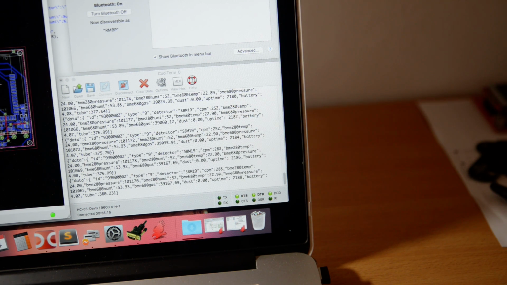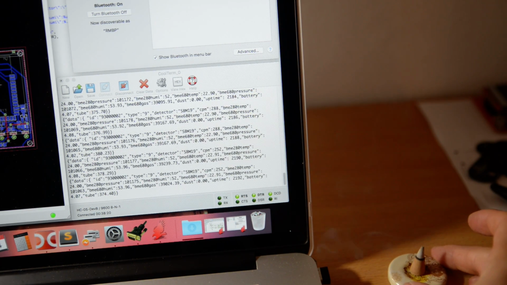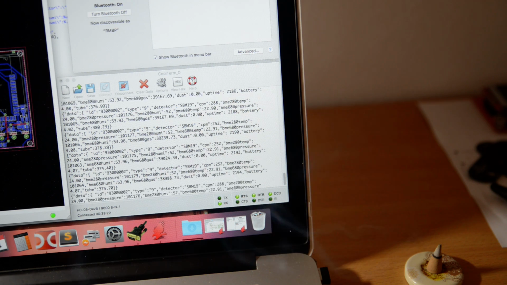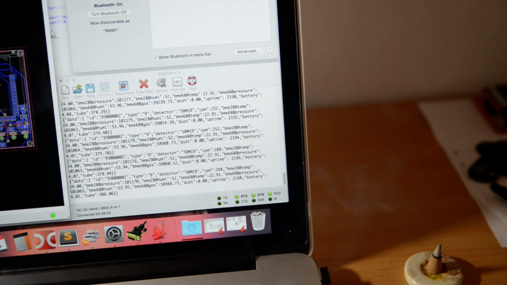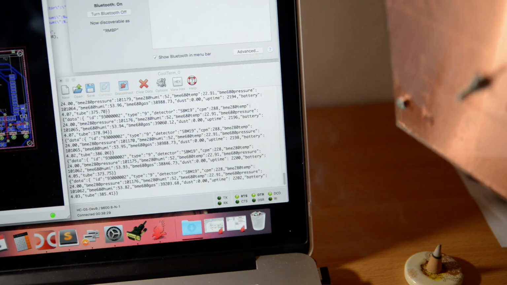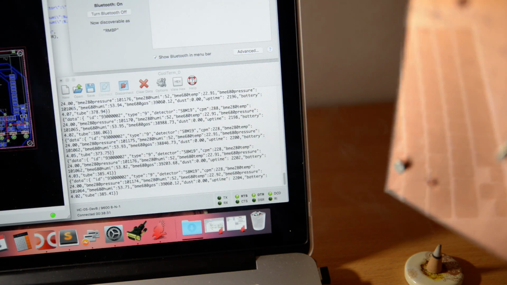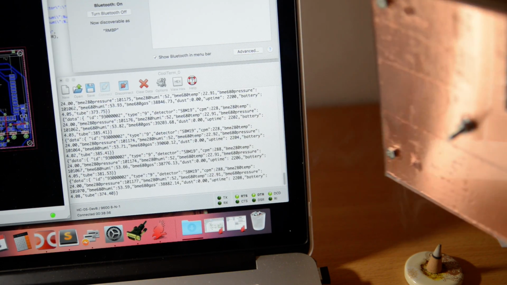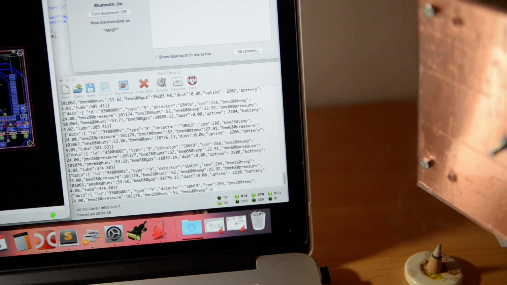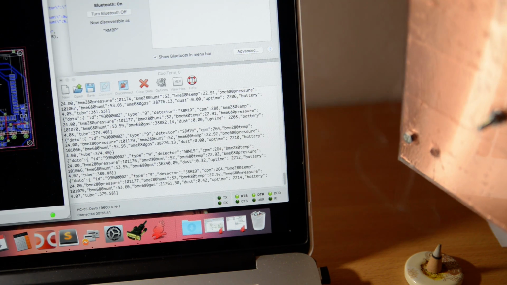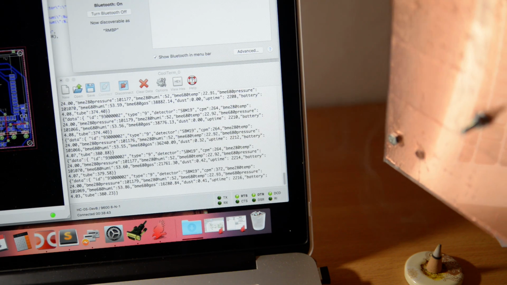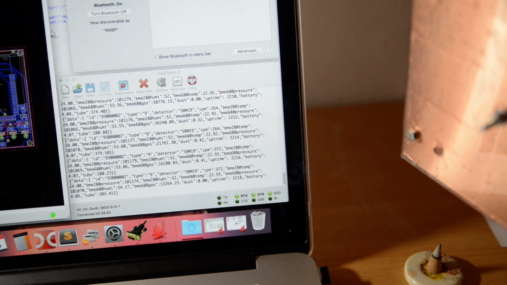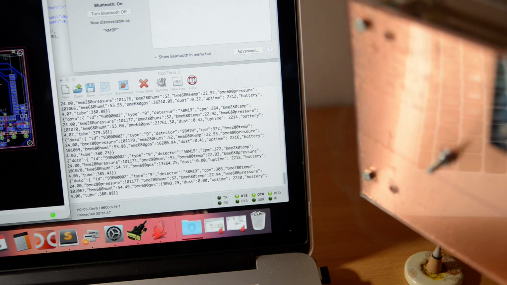To run a quick test, let's use a smoke source. We will have some problems getting the air in the air tube, but this will eventually happen by just placing the unit over the smoke. The dust has already increased. It shows now 0.41, so it works.